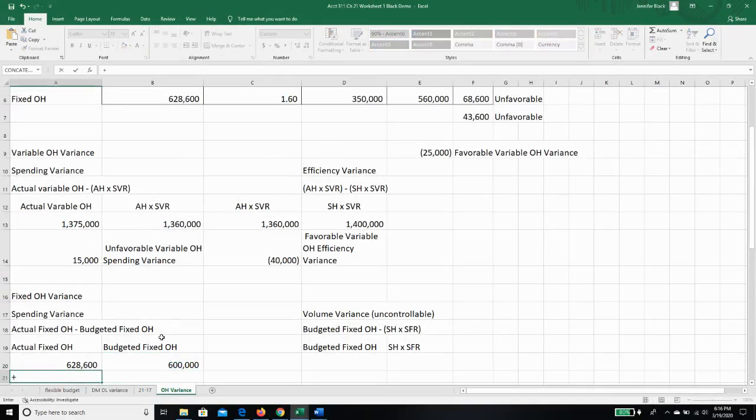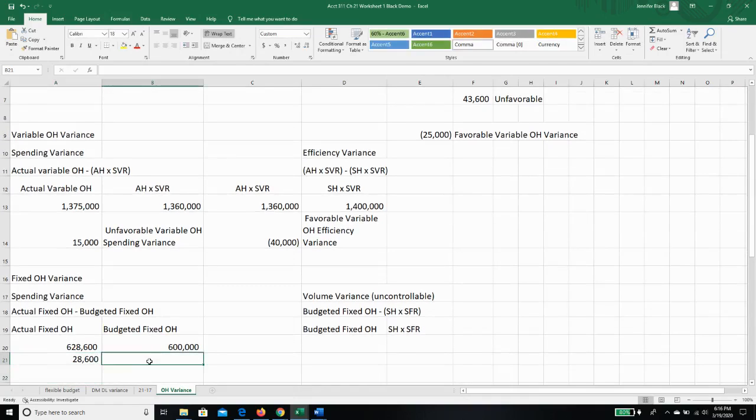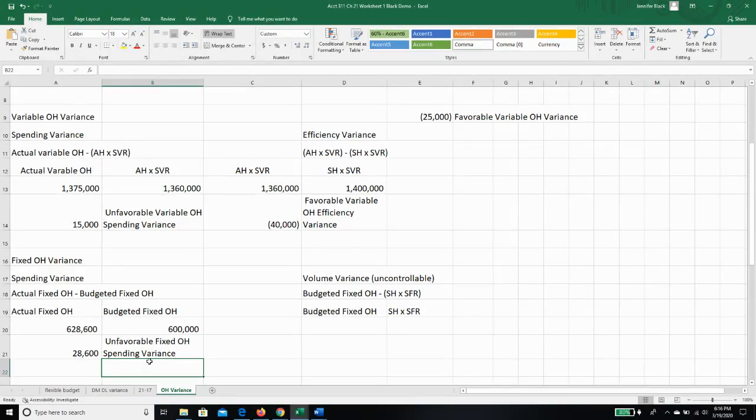So my variance is 28,600 unfavorable. This is my unfavorable fixed overhead spending variance. Okay, so this says we actually spent more than we budgeted. So maybe depreciation went up, maybe the rent on our facility went up, something that's sitting in fixed overhead. Our insurance could have gone up, but something that's sitting in that fixed overhead went up and it was more than we budgeted for. And so that is our spending variance.